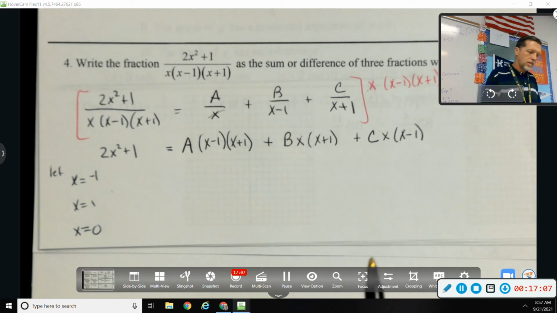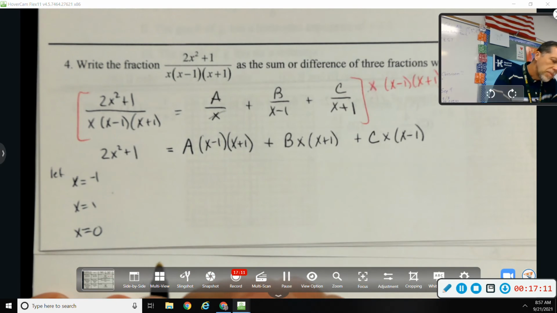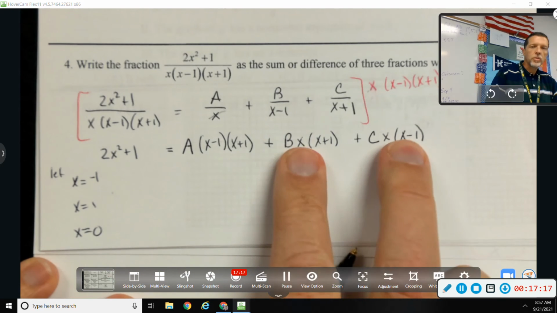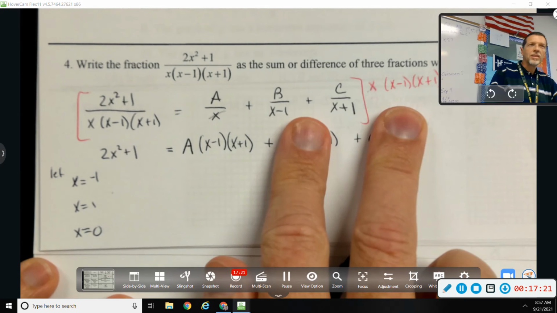So couldn't you just do negative 1 and 0? Because b and c would just, if x is 0, it would wipe out these two terms, but it wouldn't wipe out the a term, which is good because you need to know what a is. Oh, never mind.